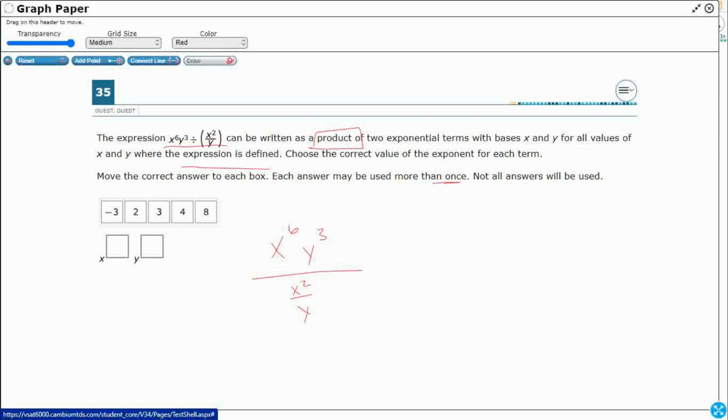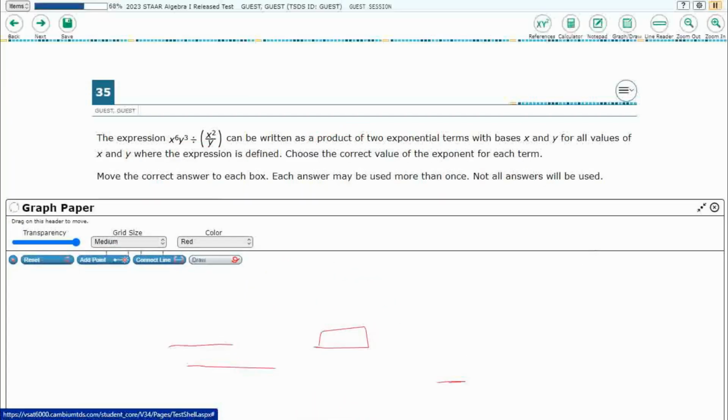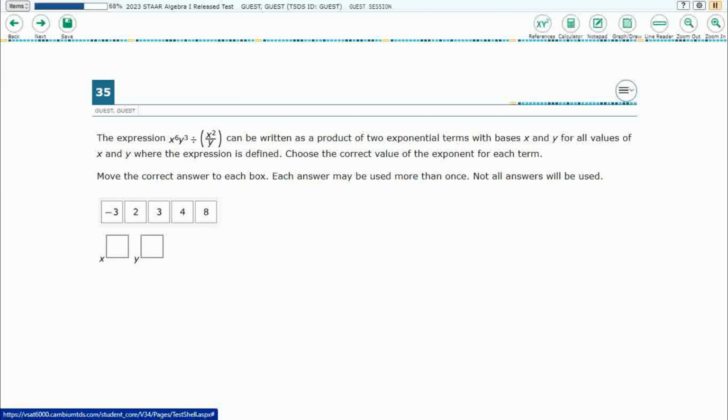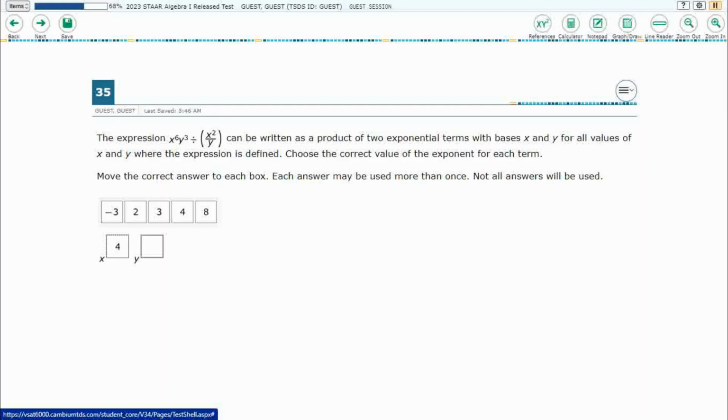Let me go ahead and move this out of the way here. I want to show you, let's say we can actually use -3 twice. So they can use something more than once. You can use any of these numbers more than once, and if you just try to do one answer, you are going to get an error message saying you have not answered everything. So it's a 2-point problem. Make sure we get both points in there.